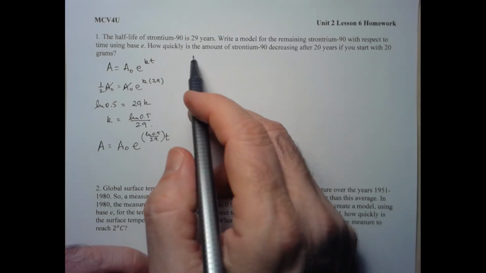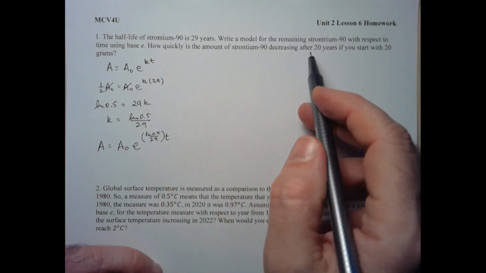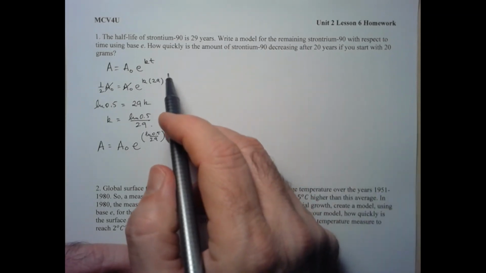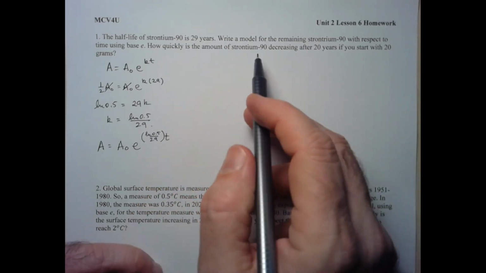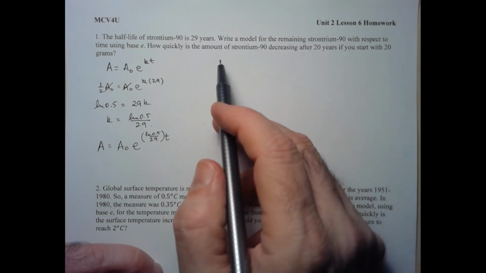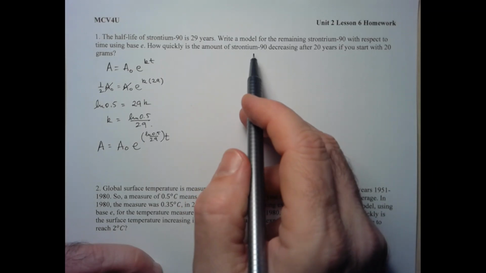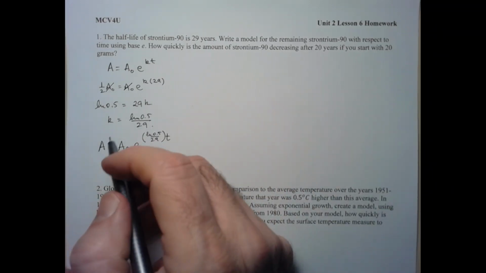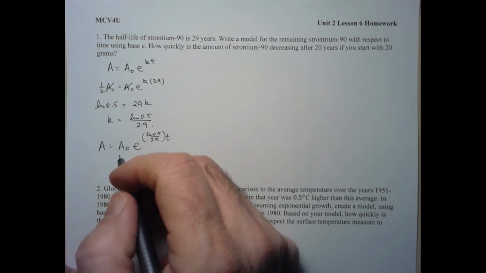It says, how quickly is the amount of strontium-90 decreasing after 20 years if you start with 20 grams? So notice here, they're not asking us how much of the substance is left after 20 years. They want to know how it is changing. What is the rate of change at the 20-year mark? So that means we're not going to be working with the function itself. We're going to be working with the derivative.